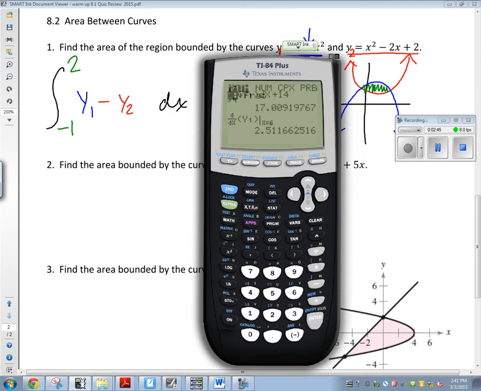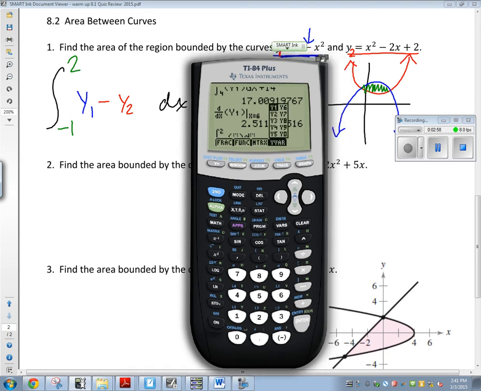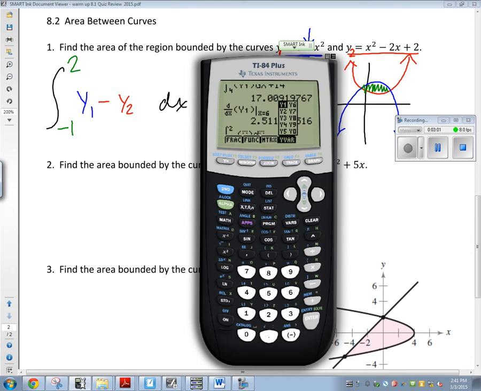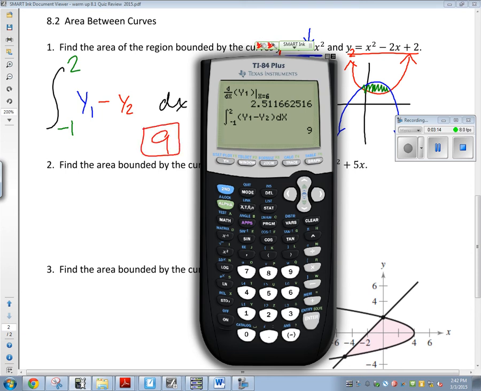So math 9, from -1 to 2, and I want to do y1. So alpha F4, which is this trace button right here, y1 minus alpha F4, y2, dx, enter. My answer is 9. That is the area between those two curves.